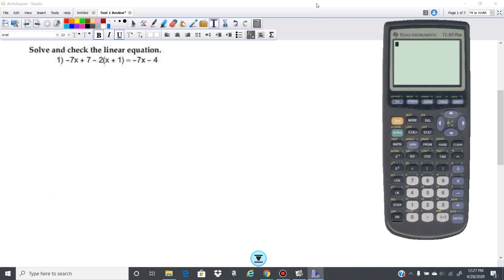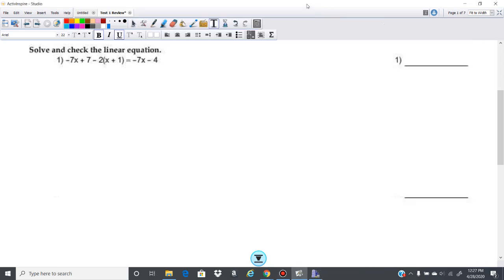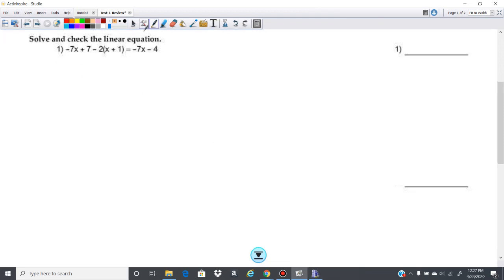Okay, we're going to start working on our test review here. So we're going to do our first problem where we are solving a linear equation. So let's take a look at this problem here. It looks like I have an equal sign that's going to go right here.